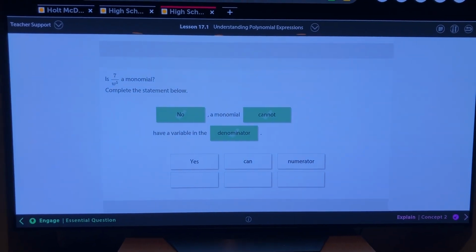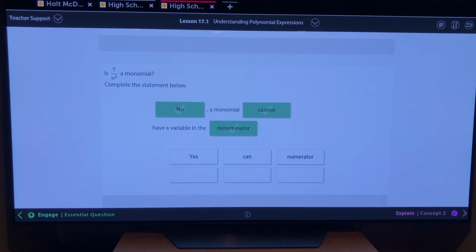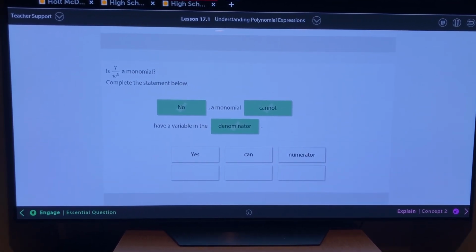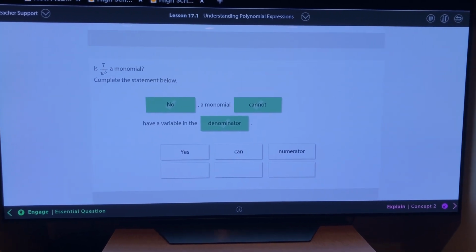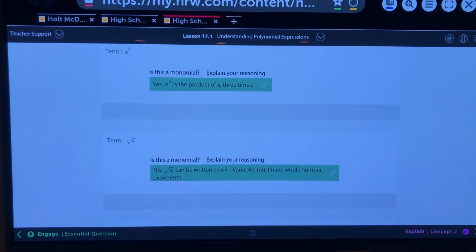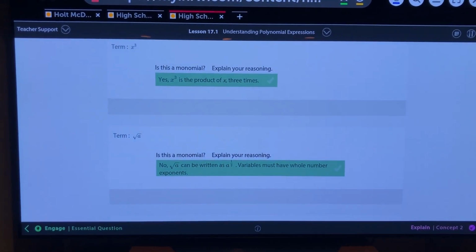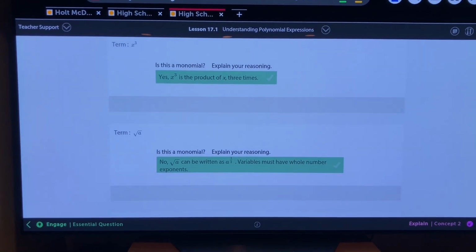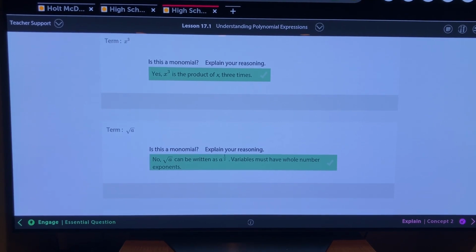Now the next one is 7 over w to the 5th. Is that a monomial? Well, no, it's not, because we cannot have a variable in the denominator. So that would be no. It's not a monomial. Okay, here are 2 more examples. x to the 3rd. Is this a monomial? Well, yeah, sure it is, because x to the 3rd is the product of x times x times x. So that would qualify.